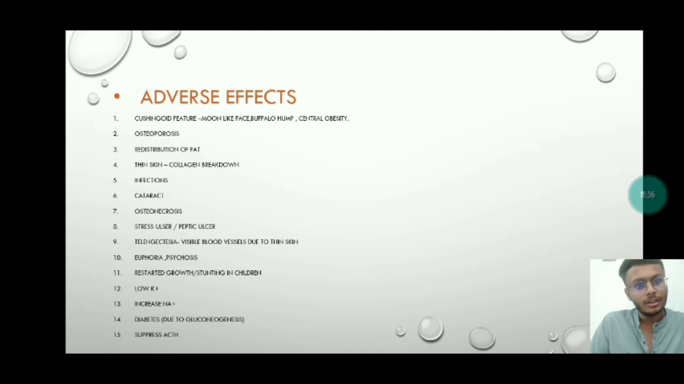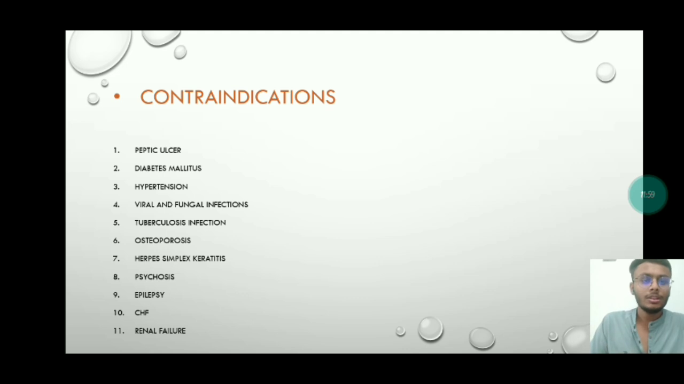Next adverse effect is growth retardation, stunting in children. Low potassium because it causes excretion of potassium. Increased sodium because it reabsorbs the sodium. Diabetes due to gluconeogenesis causes hyperglycemia in the blood, and suppression of ACTH because corticosteroid gives negative feedback to the pituitary gland. So now the contraindications, which means in these conditions we cannot use the corticosteroids.